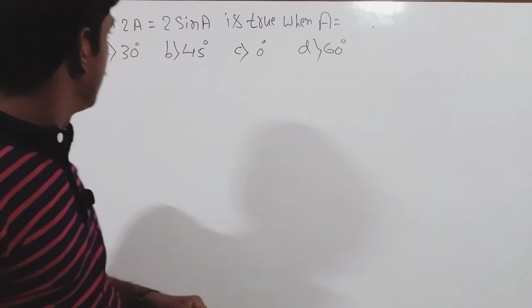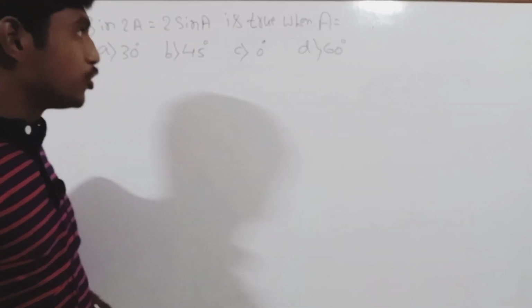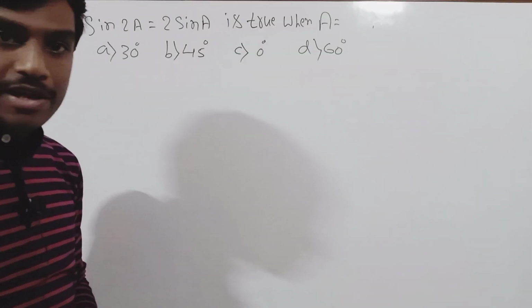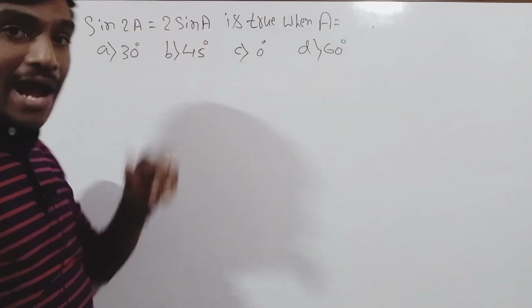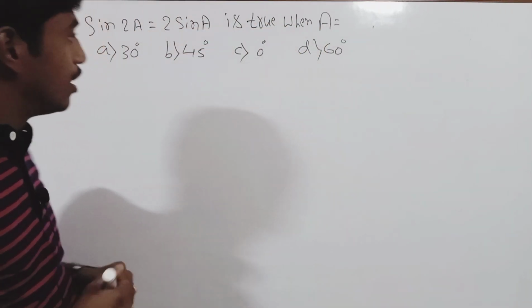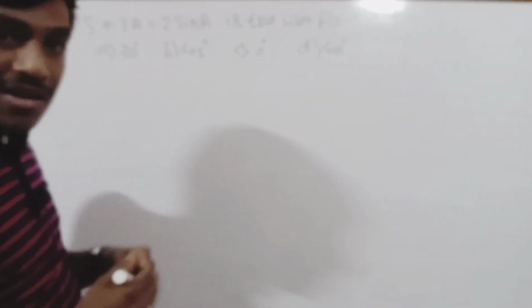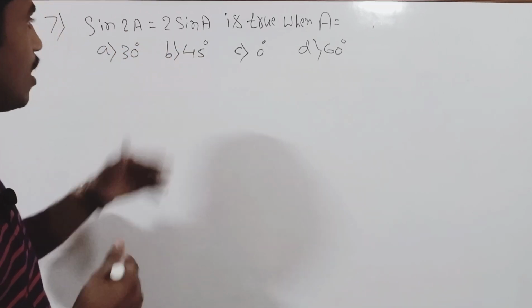Next question: sin 2A equals 2 sin A is true when A equals 30 degrees, 45 degrees, 0, or 60 degrees. That means for what value of A will sin 2A and 2 sin A be equal. Since they have given 4 options, we'll check one by one, and for whatever value the LHS and RHS are equal, that is the answer.